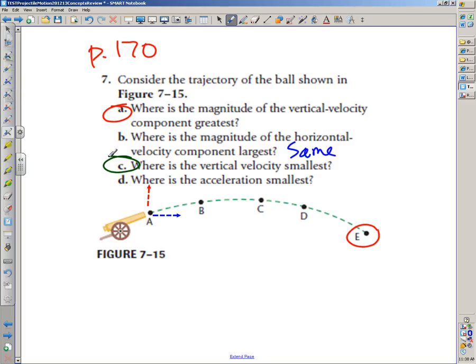The answer for C is C. Because why? It's the highest point. It may not be the actual highest point of the flight, but if it's closest to the top, that means it's going to be the smallest, regardless of whether it's going up or down.